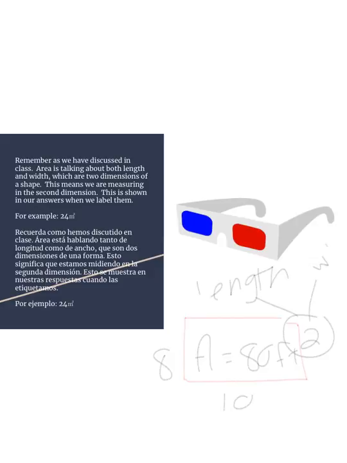Okay, remember, as we've discussed in class, area is talking about both length and width, which are two different dimensions of a shape. This means we are measuring in the second dimension. This is shown in our answers when we label them. For example, I have here 24 meters squared, or in our last problem, when we were talking about the area of that rug, I said that this side was 10, this side was 8. We had an area of 80 feet squared. This 2 is representing both the length and the width, which are two dimensions, and so we're going to put that little 2 there.